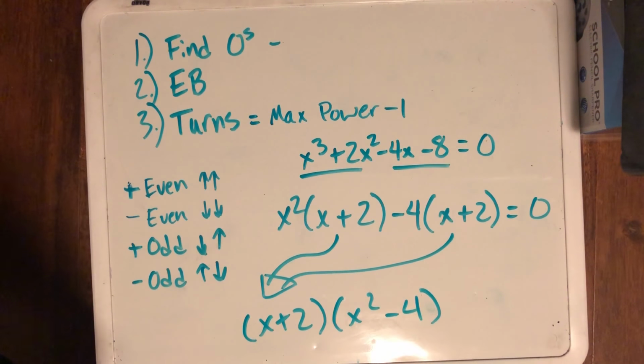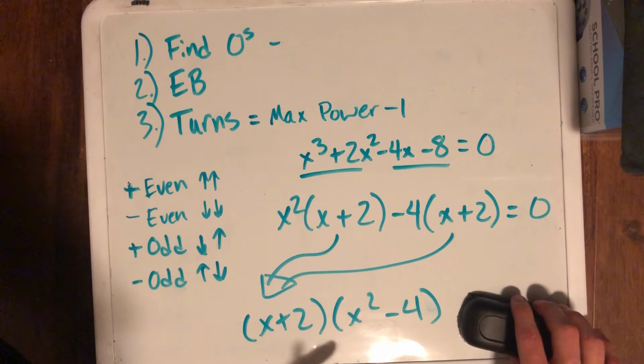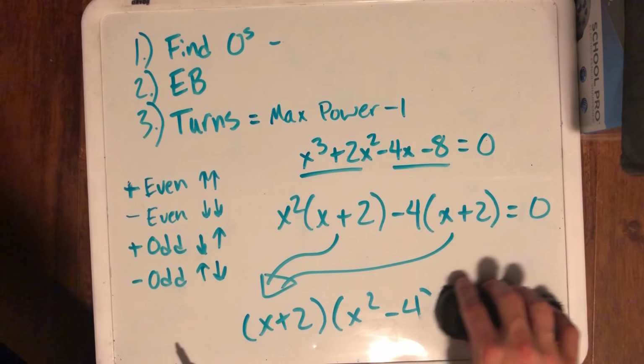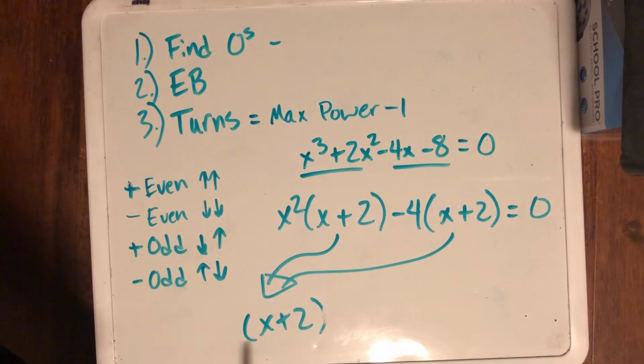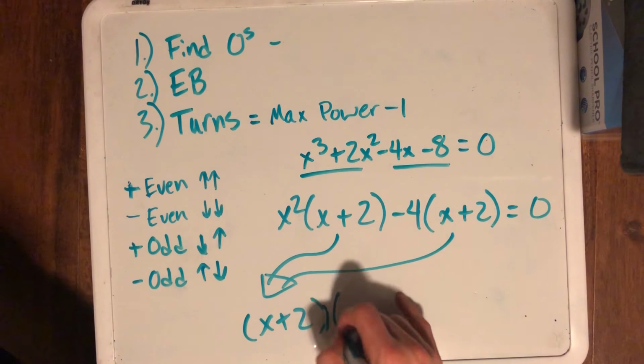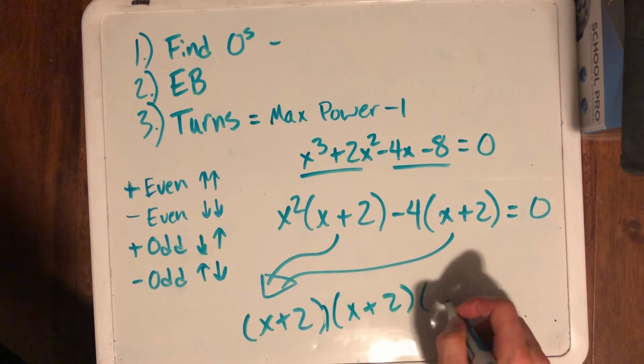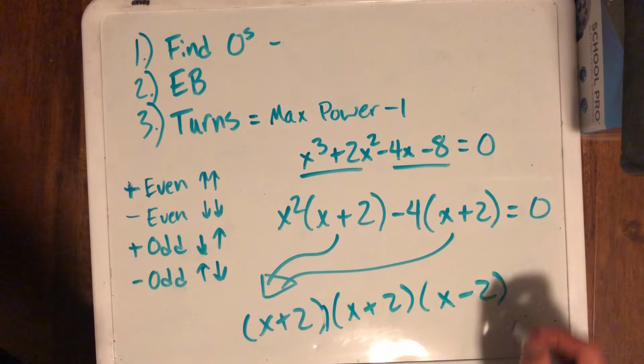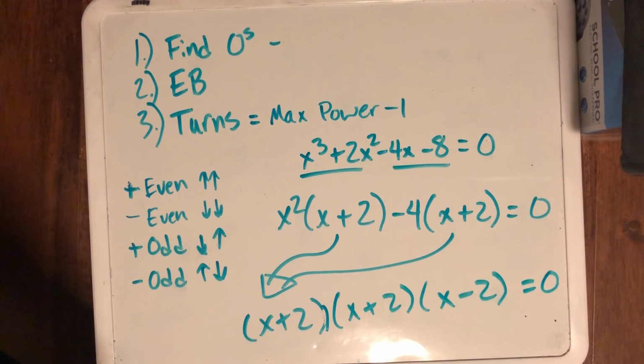I should have left a little more room because we aren't quite done factoring. This is a difference of squares. Instead of writing another line, I'm going to stay away from the glare here. Our x squared minus 4, and we actually did this once already in this video, factors into x plus 2 and x minus 2. So we have this equal to 0.